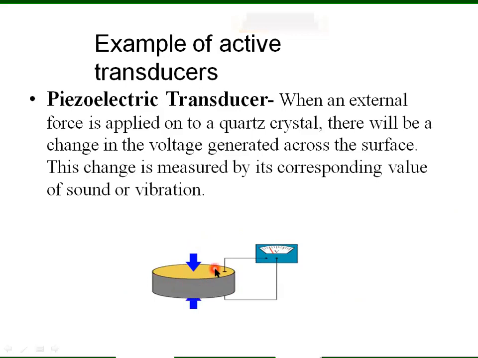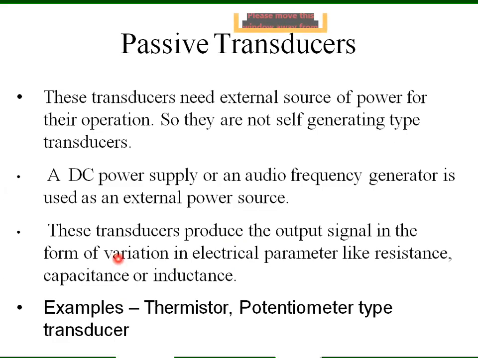See, in this is the quartz crystal. If this quartz crystal is compressed, like if it is compressed by the two hands, then this is going to produce a change in the voltage. So here the DC voltage is not connected, but still this is giving some voltage. When some external force is applied to this crystal, there will be some change in the voltage, or you can say the force or the physical quantity is converted into voltage. So this is an active transducer.